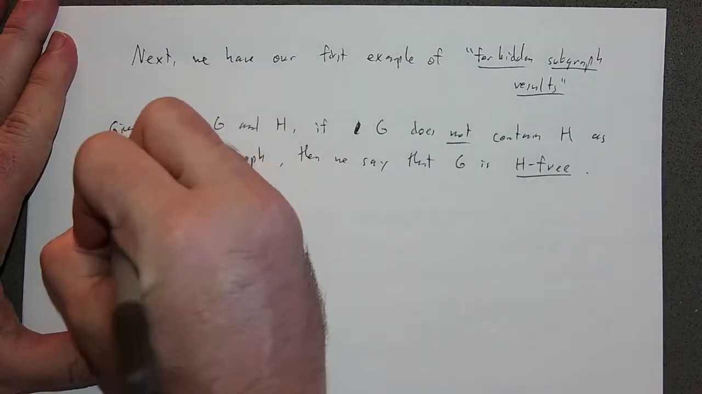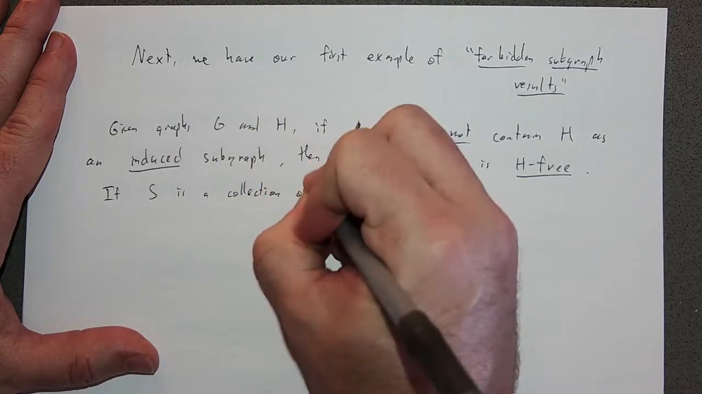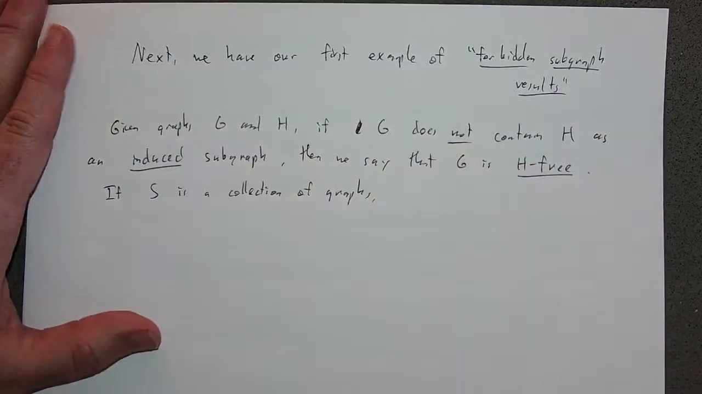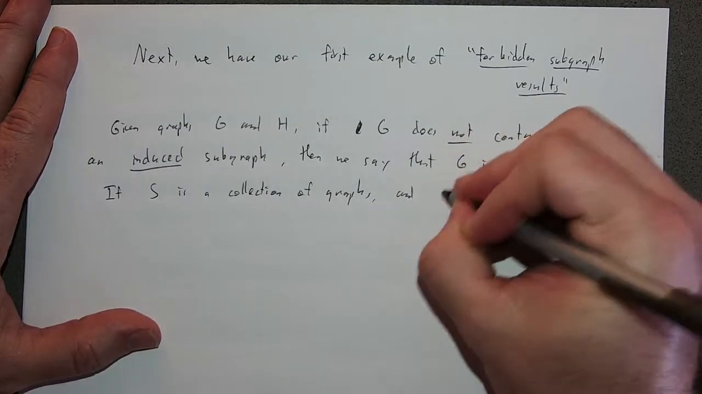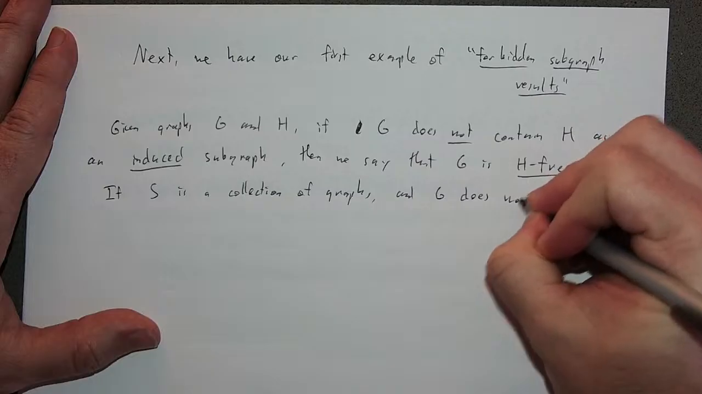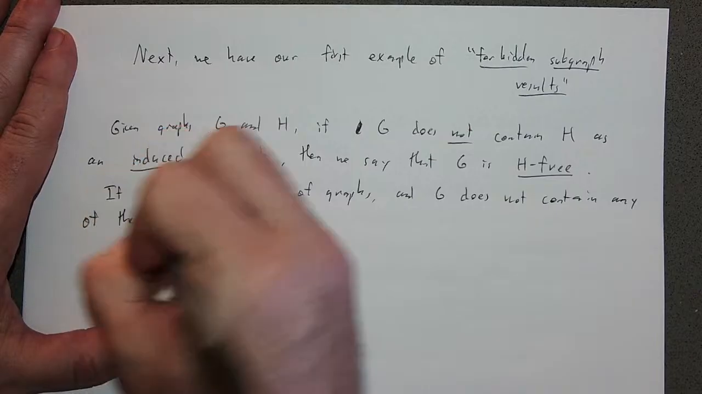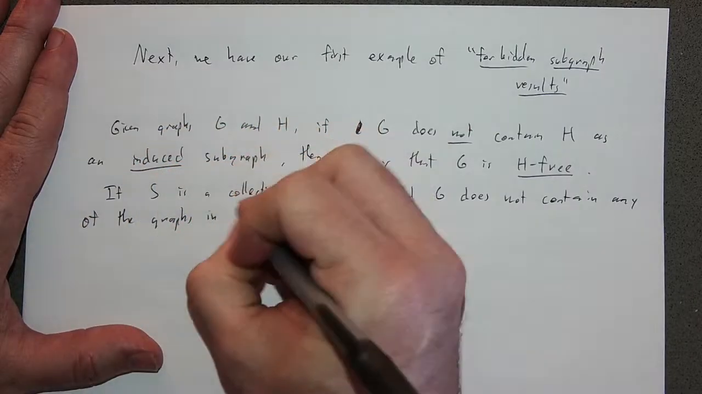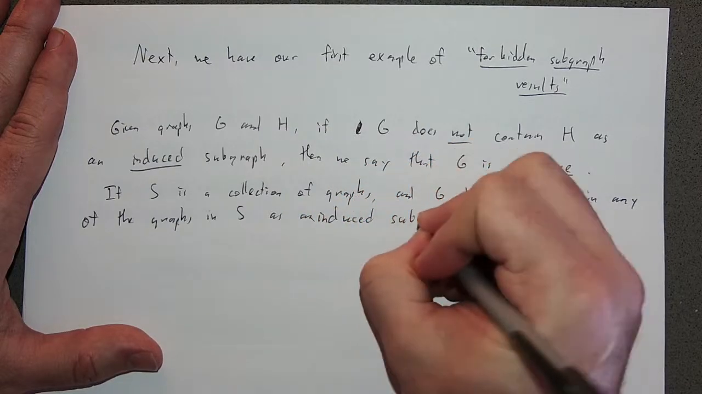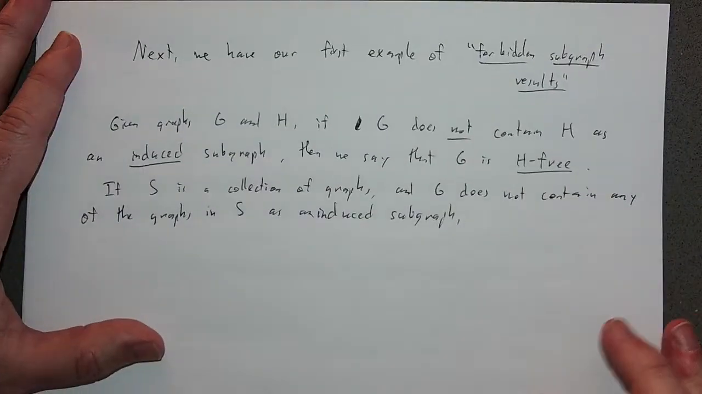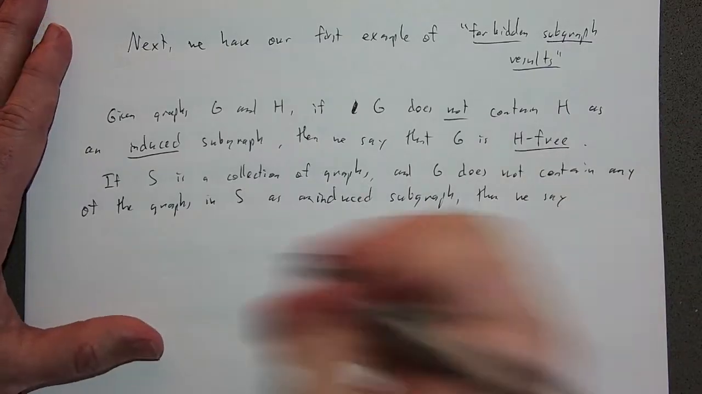If S is a collection of graphs, a set of graphs, if you will, and G does not contain any of the graphs in S as an induced subgraph, then we say G is S-free, where S is that collection.